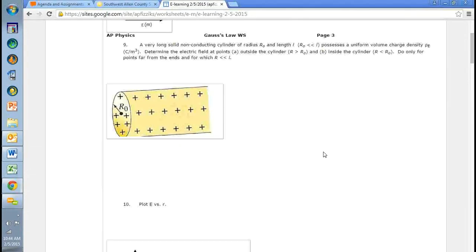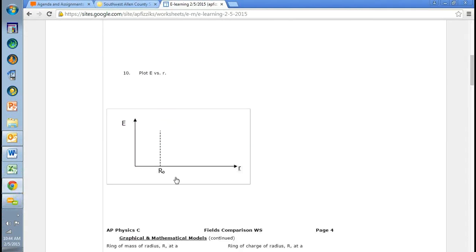Okay, so now what I'd like you to do is number 10 here, where you're plotting the E versus R. So I'm going to give you a couple minutes to do that, maybe only a minute.